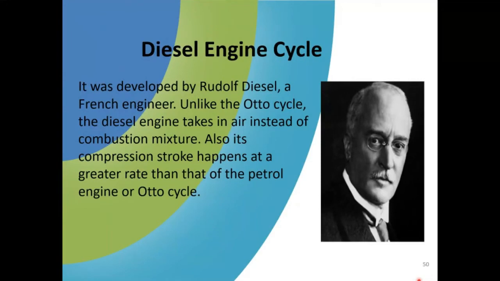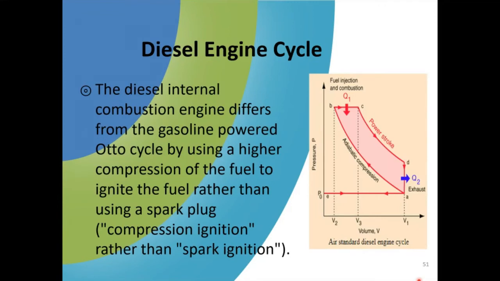PV diagram na yun. So, nandito na tayo sa diesel engine cycle na na-develop ni Rudolf Diesel, a French engineer. Unlike the Otto cycle, the diesel engine takes in air instead of combustion mixture. Also, its compression stroke happen at a greater rate than that of a petrol engine or Otto cycle. And then, the diesel internal combustion engine differs from the gasoline-powered Otto cycle by using a higher compression of the fuel to ignite the fuel rather than using a spark plug. Compression ignition rather than spark ignition.